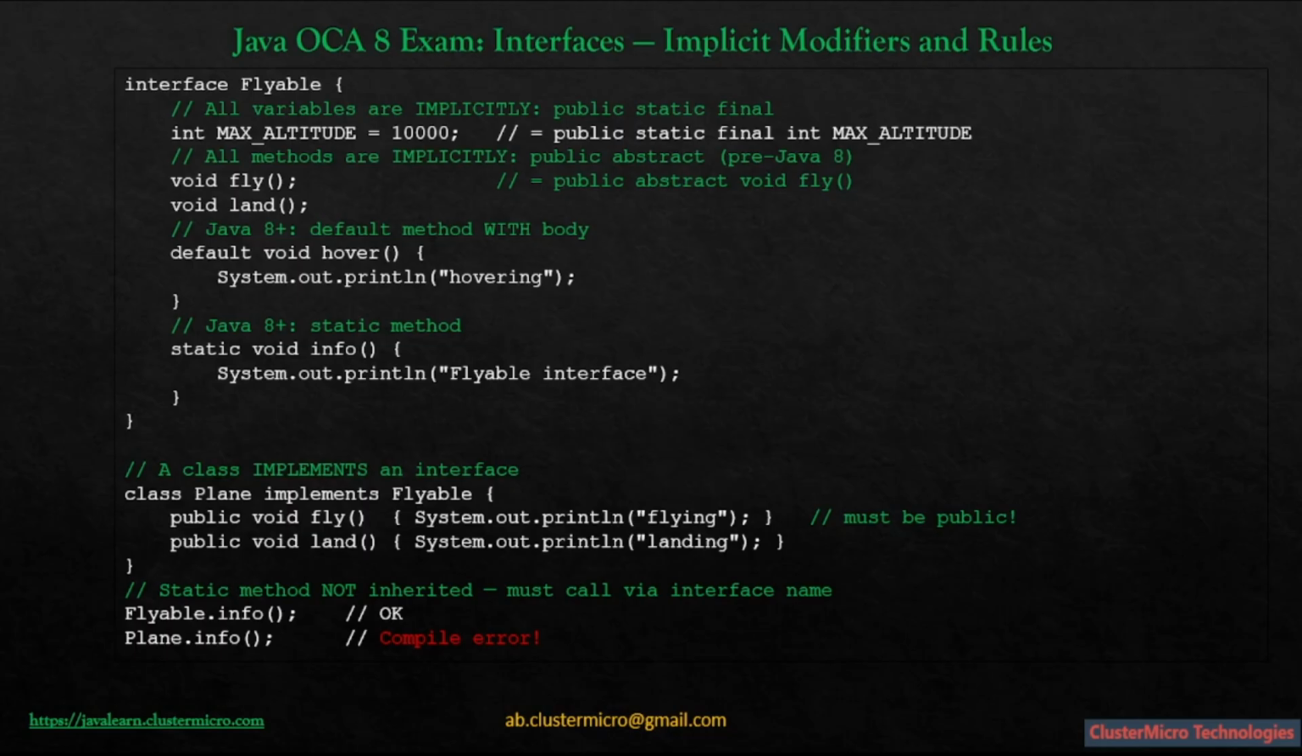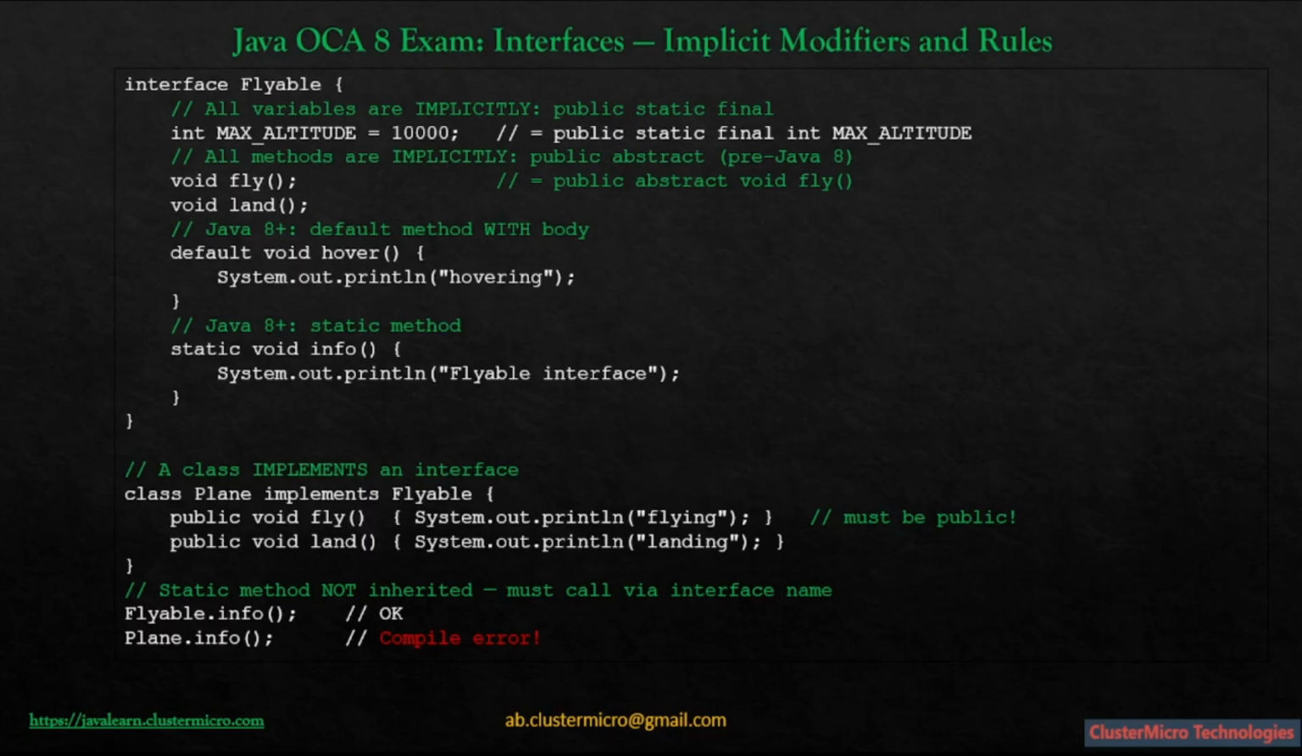Similarly, methods declared in an interface are implicitly public and abstract. Even if these modifiers are not written, they are assumed by the compiler. Because of this rule, when a class implements an interface method, it must declare that method as public. You cannot reduce the visibility of a method when implementing it.